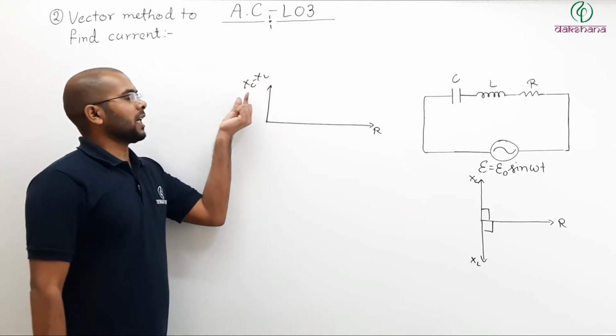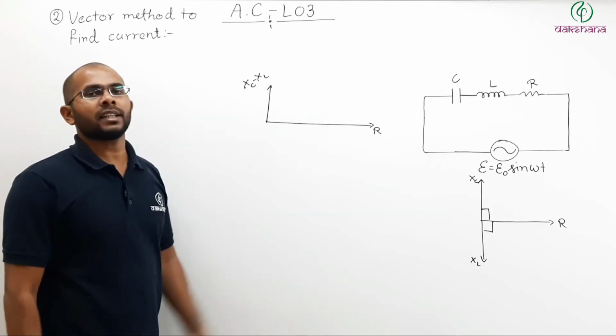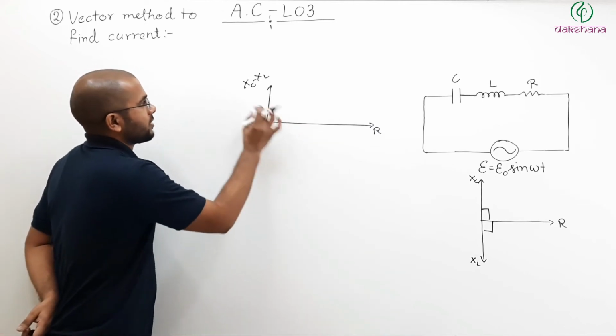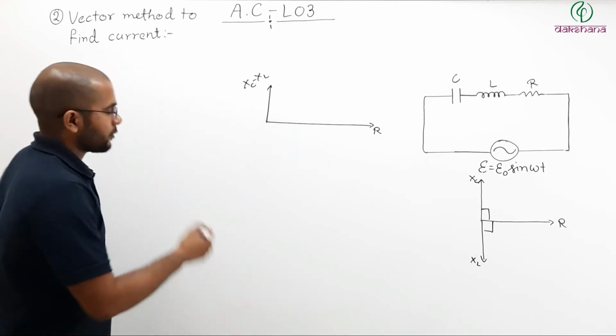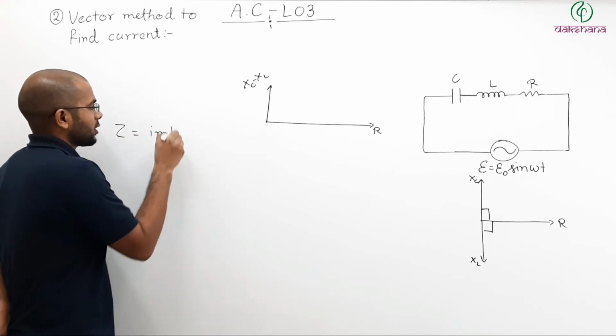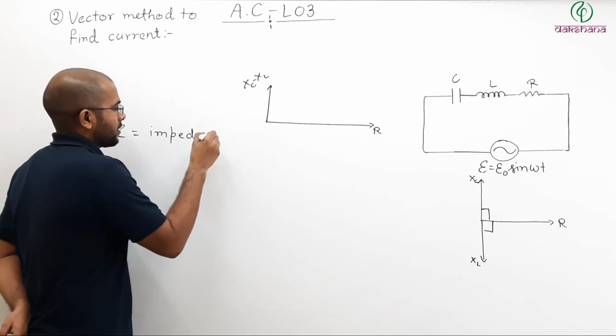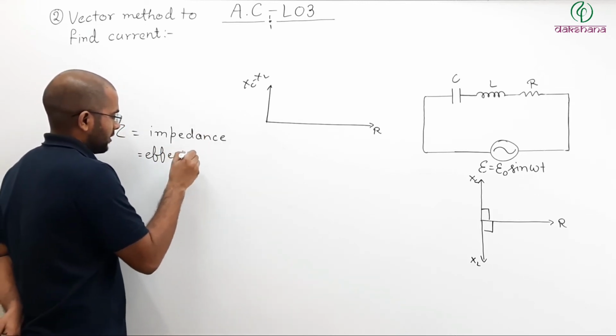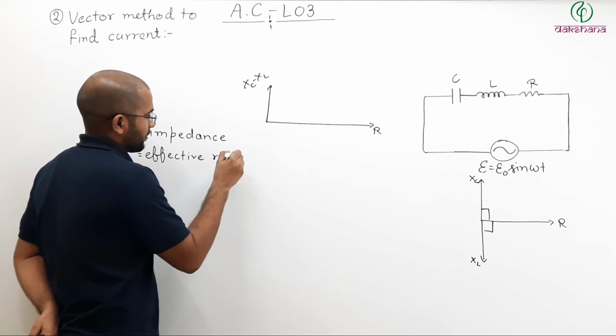Now this is the equivalent reactance of the capacitor as well as the inductor. Now the effective resistance will be nothing but the vector sum of these two. So Z is called impedance, which is nothing but the effective resistance of the circuit.